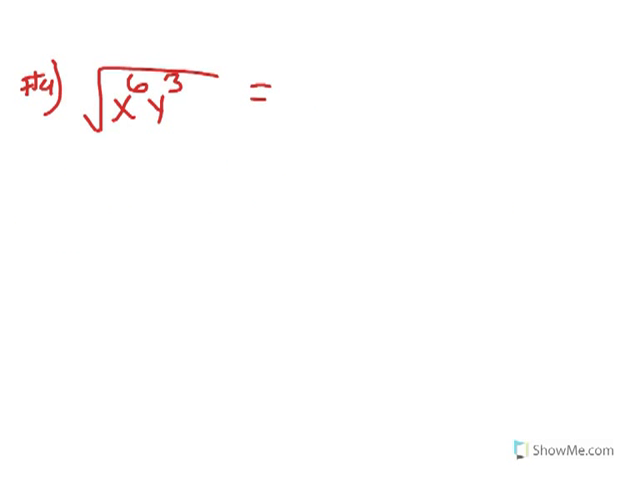Example 4, using rational exponents, we could write this as x to the 6 halves times y to the 3 halves. 6 halves reduces to 3. So that is our rational exponent form.